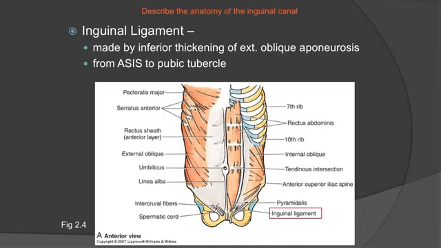Alright, so the inguinal ligament. The inguinal ligament is a dense thickening of external oblique aponeurosis, which forms a band or a ligament that runs from the anterior superior iliac spine down to the pubic tubercle. Alright, so that's a basic definition of the inguinal ligament.